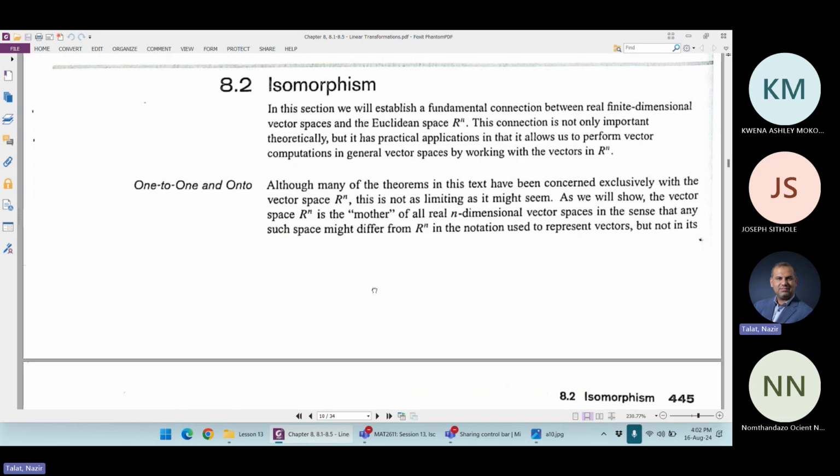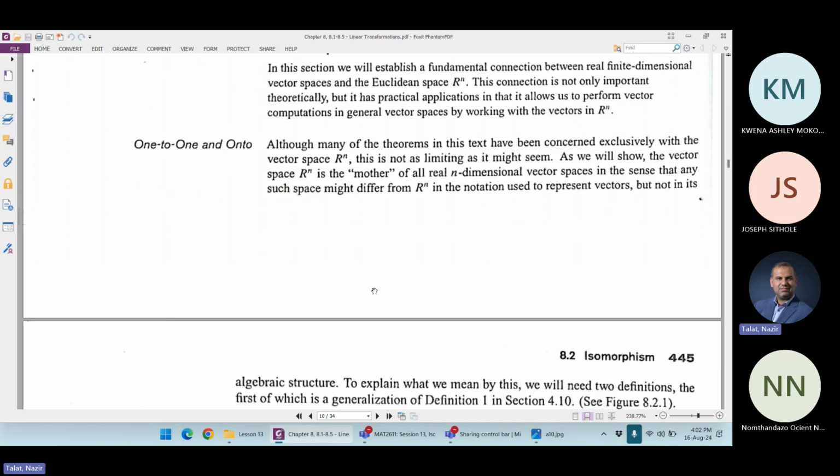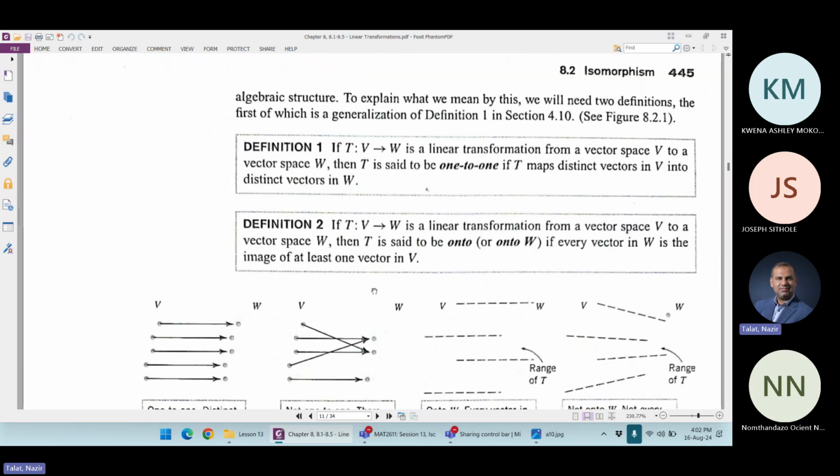So first of all, we come to the isomorphism of a linear transformation, which is a very nice property of some transformations which are one-to-one and onto. Here are the two important definitions, which are a generalization of a one-to-one function and an onto function.